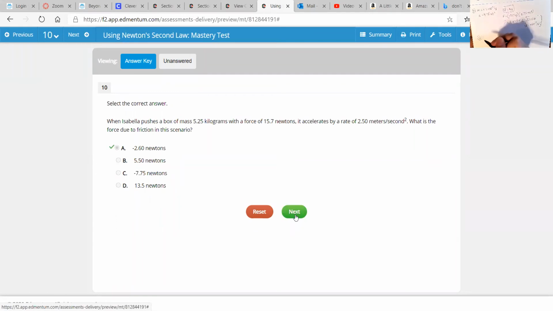But lastly, number 10, yay. Isabella pushes a box of mass. So we're given m, 5.25 kilograms, write that down, with a force of 15.7 newtons. So Isabella is exerting a force of 15.7 newtons. And we can tell the object accelerates 2.50 meters per second squared. What is the force due to friction in this scenario?